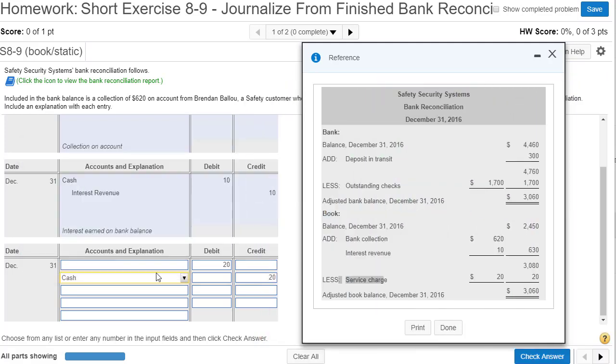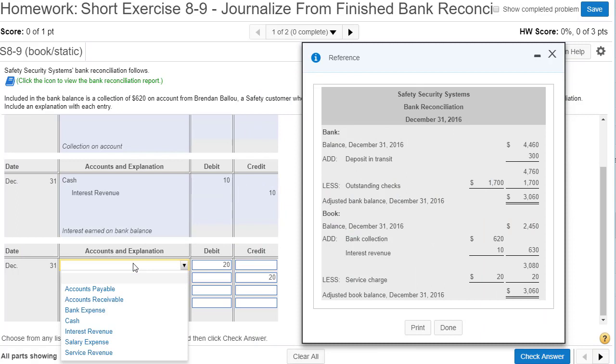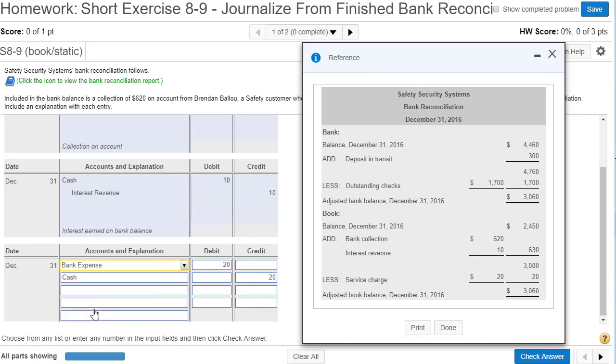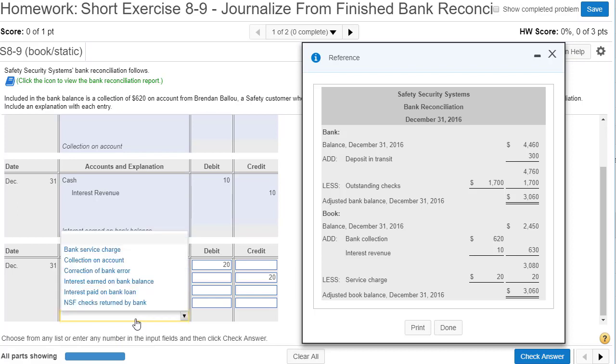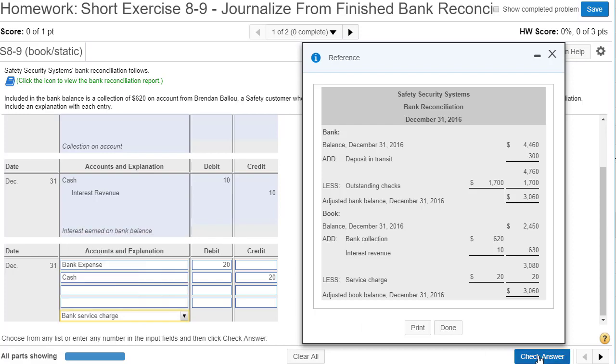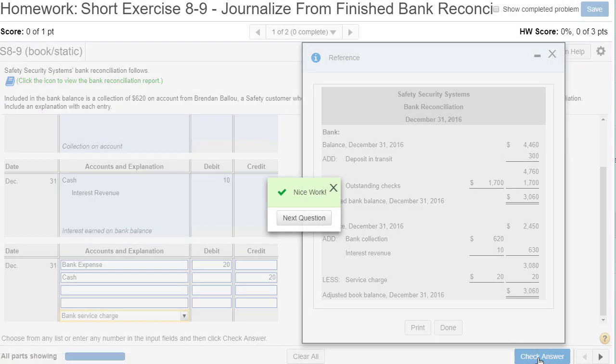So let's see what they have in their chart of accounts. They call it bank expense. So the expense is increasing, which is why we're debiting it. And this is bank service charge. So now that we have entered these missing transactions into our journal, if we went and looked at the ledger balance for cash, it would now say 3,060, which is the correct amount. And that's it.